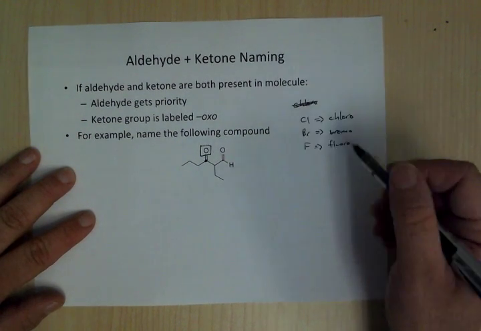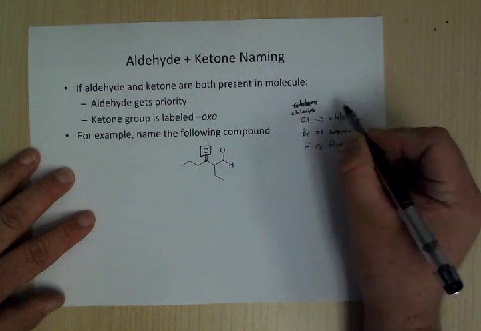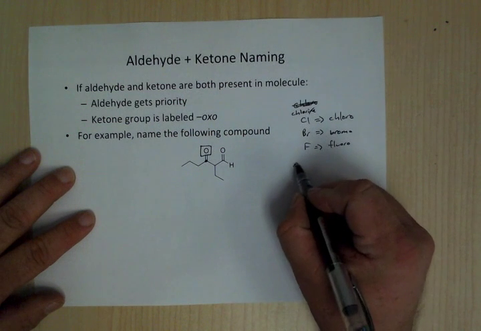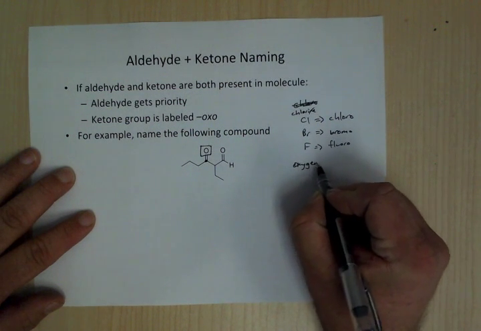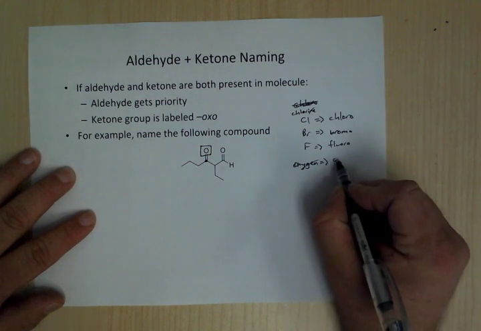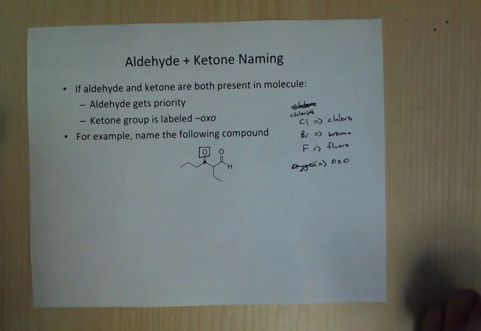But that's it, right. So this was chlorine. What do we do? We took off the I-N-E and added an O. Bromine, we took off the I-N-E and added an O. So what are we going to do with oxygen? We take off the suffix and just put an O there, so it becomes oxo. That's how they came up with this.